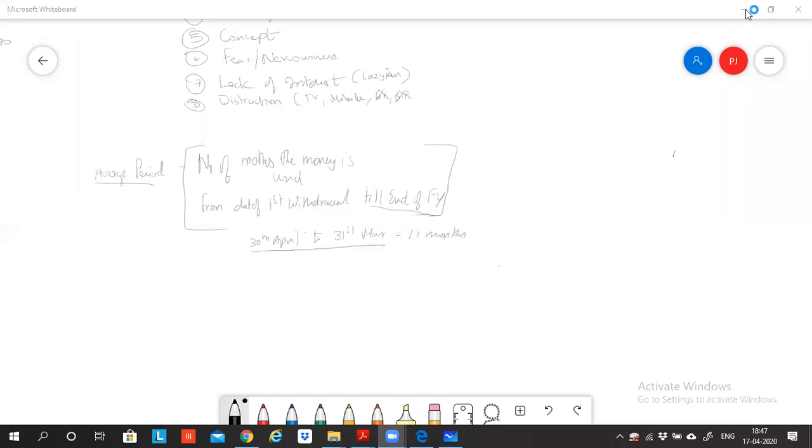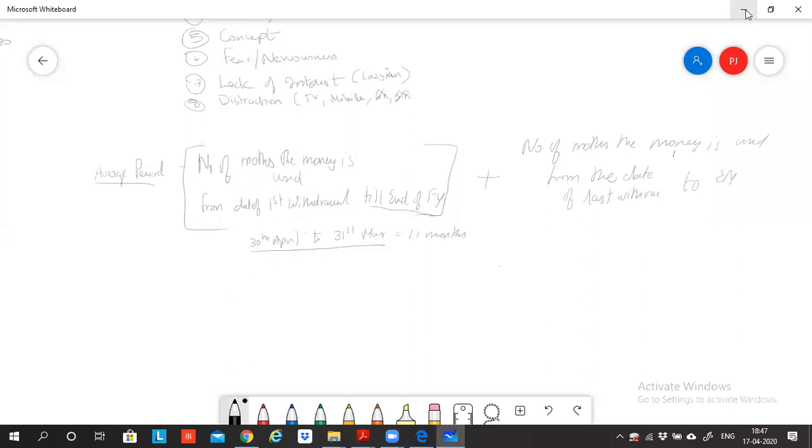So, Paras, they're telling that when was the first time the money was withdrawn, and from that date till 31st March, how many months has he been using that 5,000? Is it using for 11 months? Yes. The next formula is number of months the money is used from the date of last withdrawal to end of financial year.